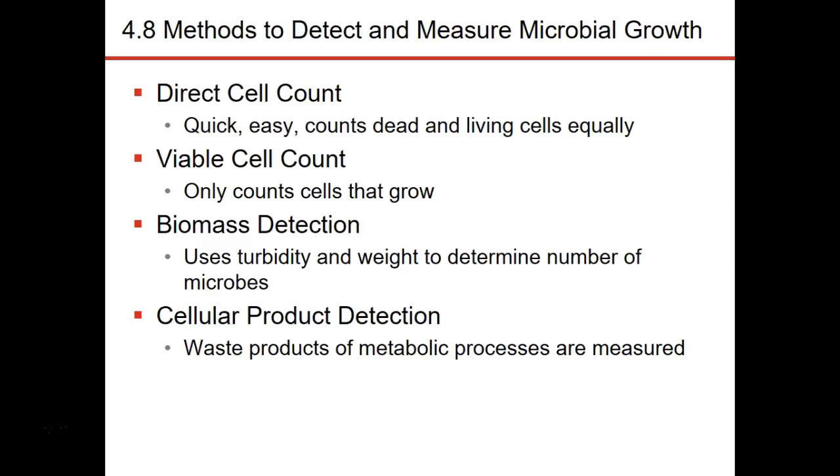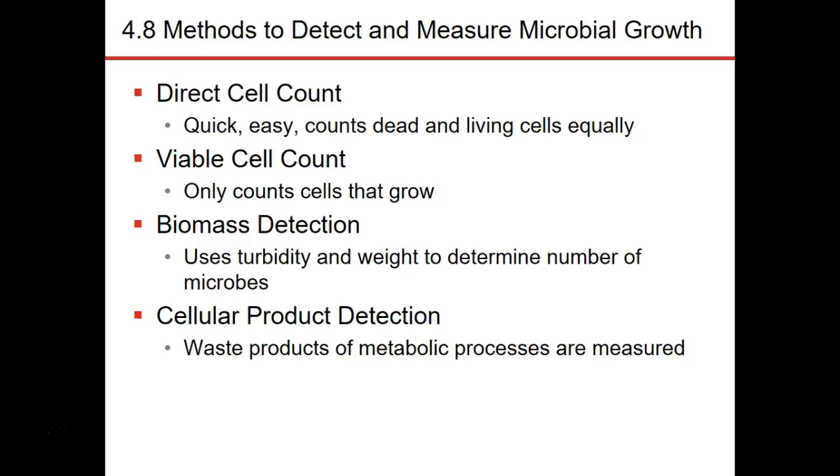What that does is, when we're using counting chambers, we don't only see the living cells, we see dead and living. So if we want to know only about the living organisms, then we'd want to do a viable cell count, where we're growing the bacteria, like a plate count, on an agar plate, and only the cells that can grow, because they're living, will grow, producing new colonies.